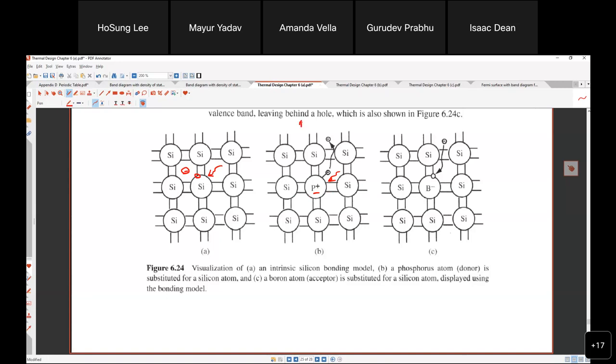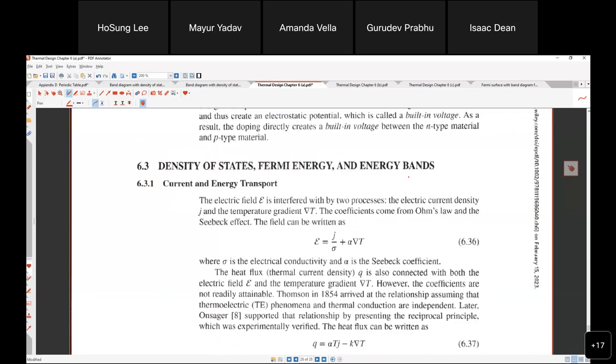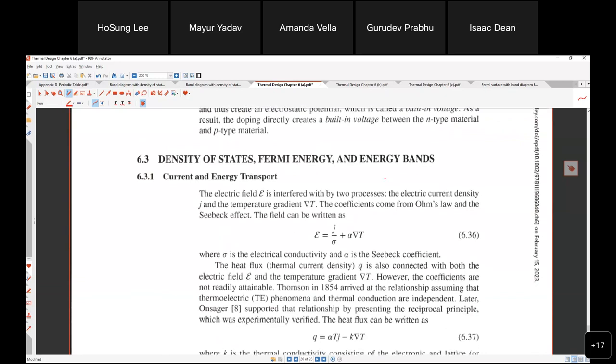This is an n-type semiconductor. The opposite has one less electron, so a hole can move in a field. The hole is moving without the electron, so we can control a p-type semiconductor by doping. Material people are familiar with doping techniques, but anyhow, conceptually that is it. I'm going to move on to density of states, Fermi energy, and the energy band.